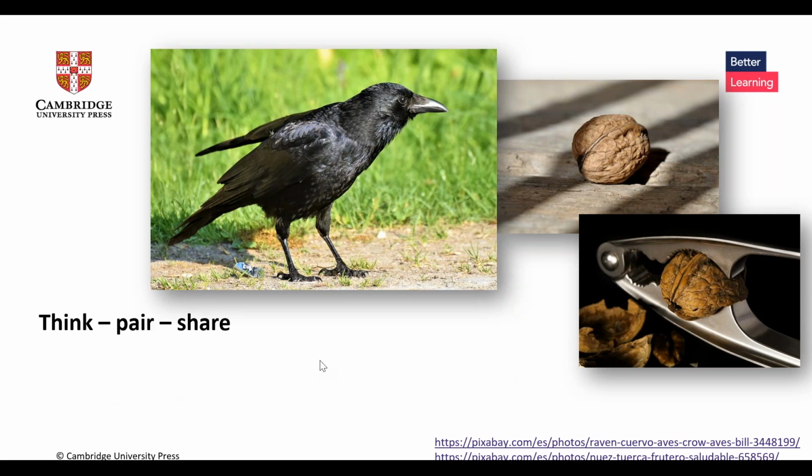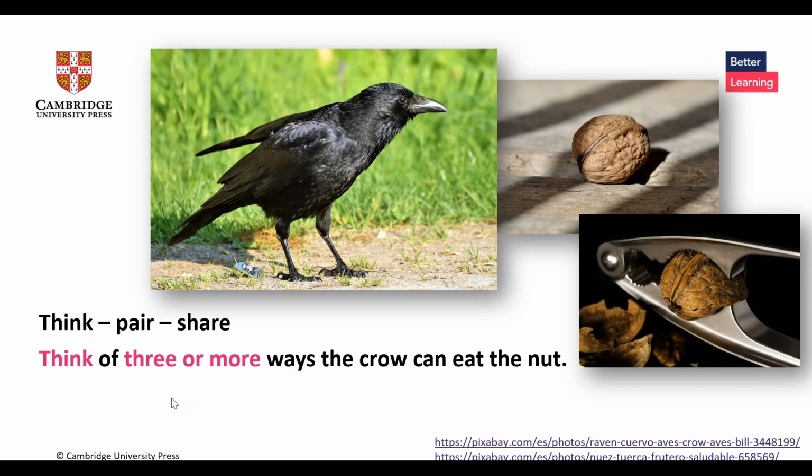Okay, well, we can use this technique, which is called think, pair, and share. So first, you would encourage your students to think of 3 or more ways that the crow can eat the nut. So this could be individual, so you're giving learners a chance to reflect on the problem, think of ideas by themselves, and also you've got your little sense of achievement in there by saying 3 or more ways, so you're giving them something to aim for.